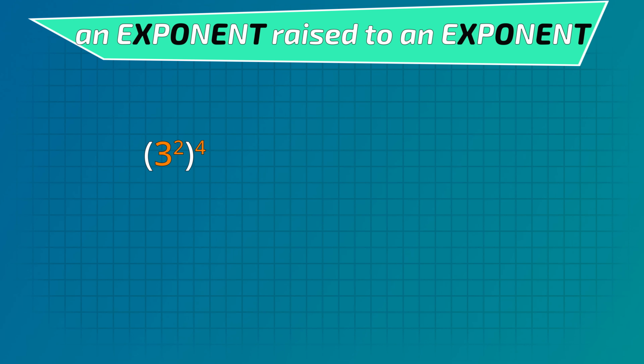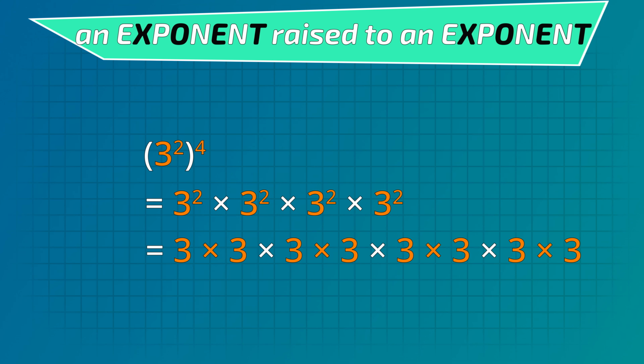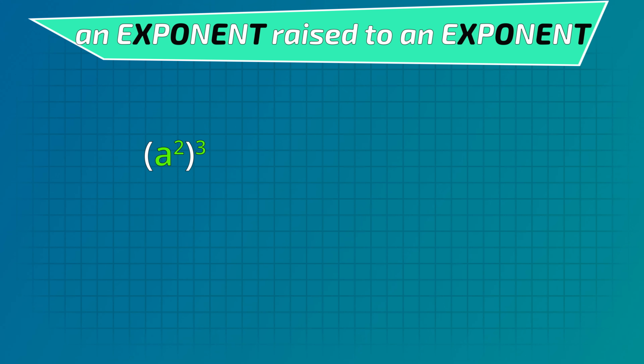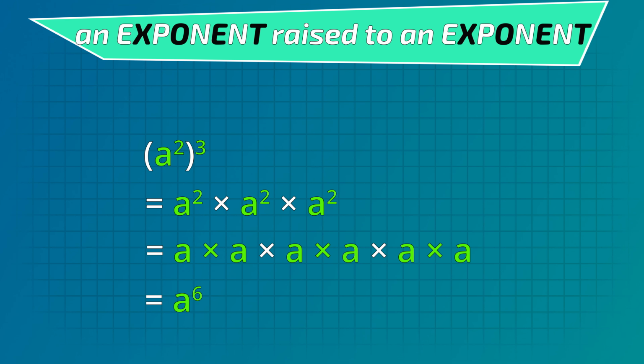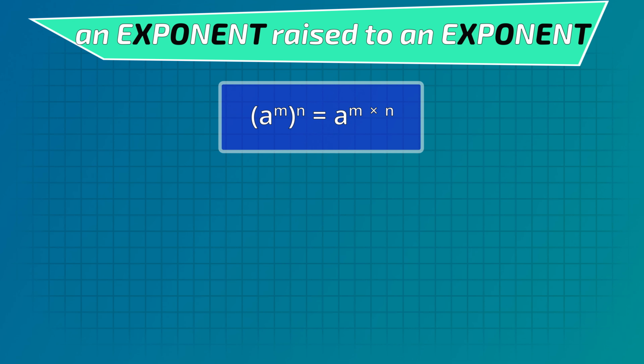Let's do another example. 3 squared raised to the exponent of 4. It's 3 squared times 3 squared times 3 squared times 3 squared. Let's write an expanded form. That's 3 to the exponent of 8. Again, a quick way is to multiply the exponents. We do the same with a variable. A to the exponent of 2, which is raised to the exponent of 3, is A to the exponent of 6. So the rule is, A raised to the exponent of m raised to the exponent of n is equal to A raised to the multiplied exponents.